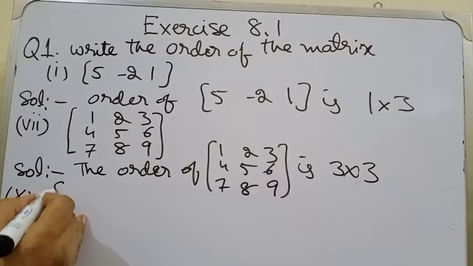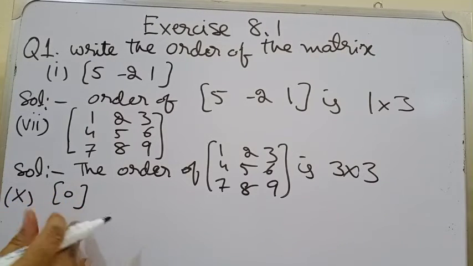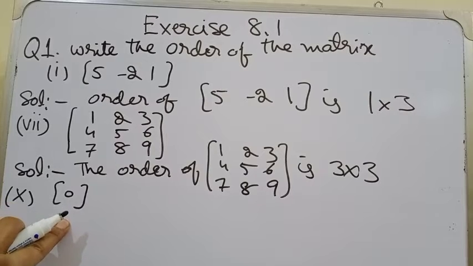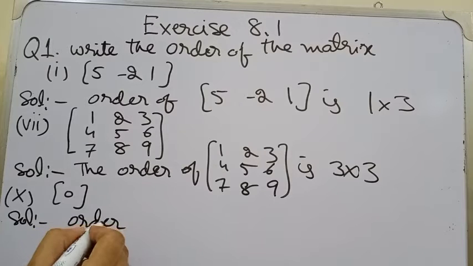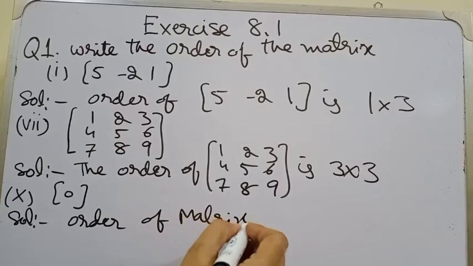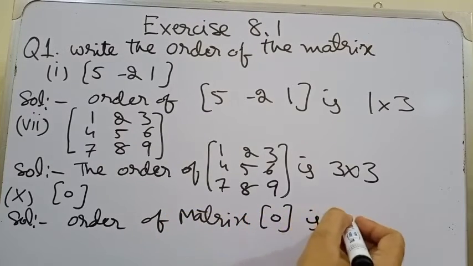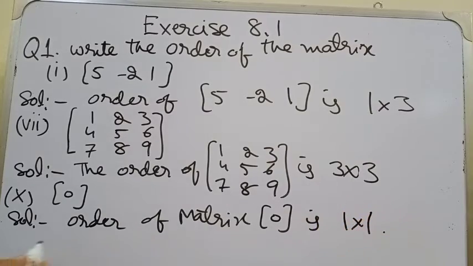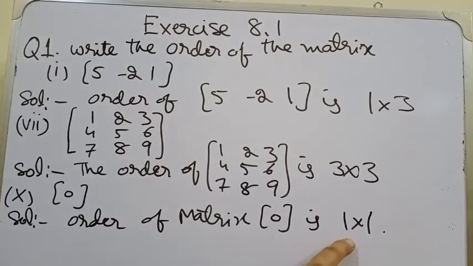Next we have a question having a matrix with element 0. Solution: the order of the matrix is 1 cross 1. It means 1 row and 1 column.